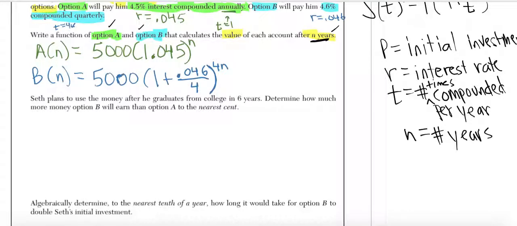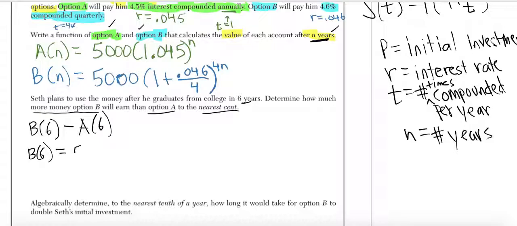Seth plans to use the money after he graduates from college in 6 years. Determine how much more money option B will earn compared to option A to the nearest cent. That's 2 decimal places. So ultimately what we want to do is find how much more is option B, B of 6, compared to A of 6, right? So all we have to do is find out what B of 6 is. So we'll substitute 5,000 times 1 plus 0.046 over 4 to the 4 times 6. And we don't have to show any work. We'll just find out what that is to the nearest cent.